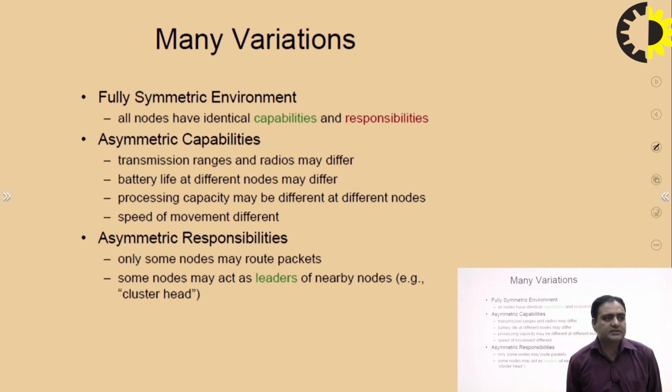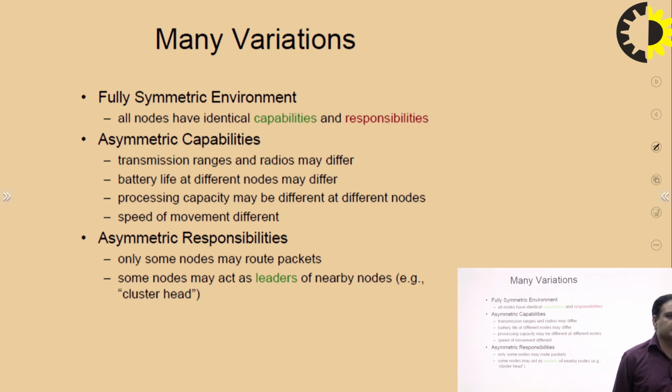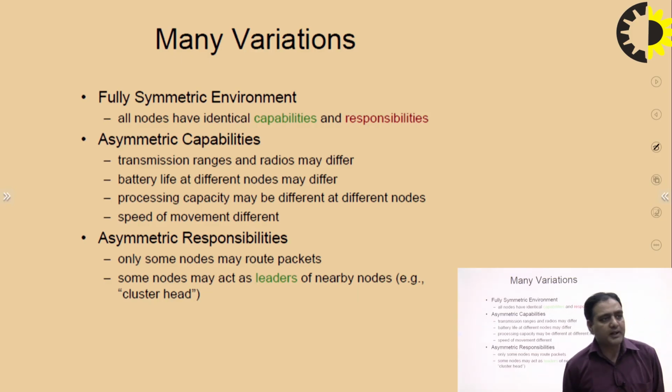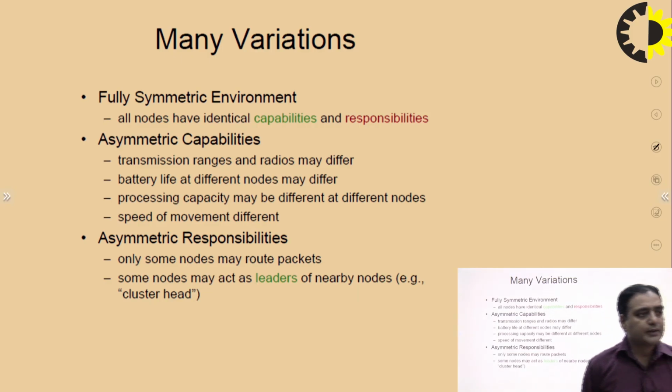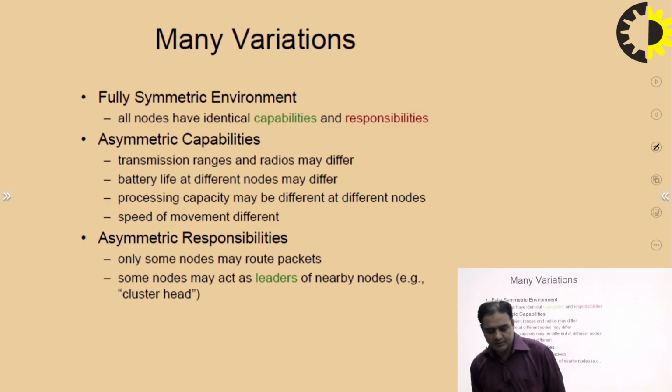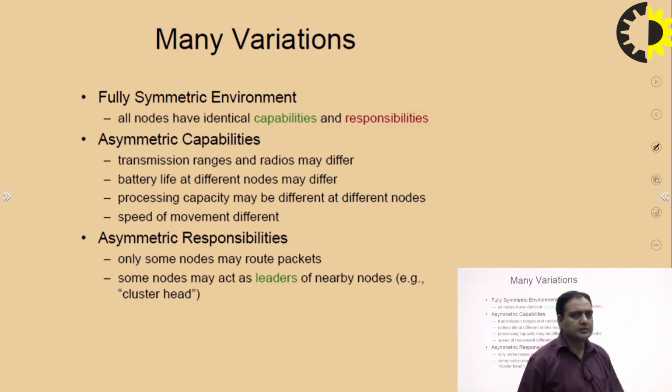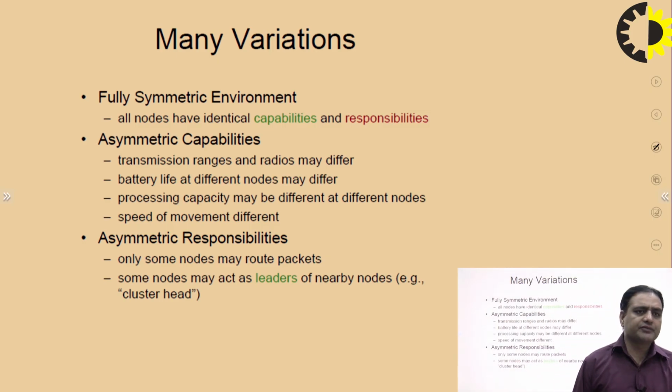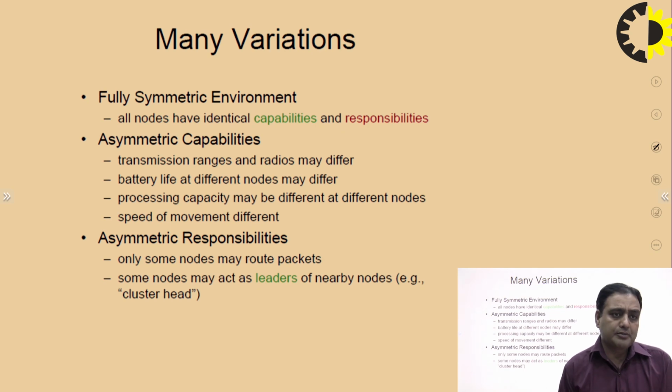Asymmetric capabilities: transmission range and radius may differ, battery life at different nodes may differ, processing capabilities may be different at different nodes, and the speed of movement may differ. The second point, asymmetric capabilities, you can better understand through different manufacturers and different vendors in this scenario. They are developing different devices with different capabilities.